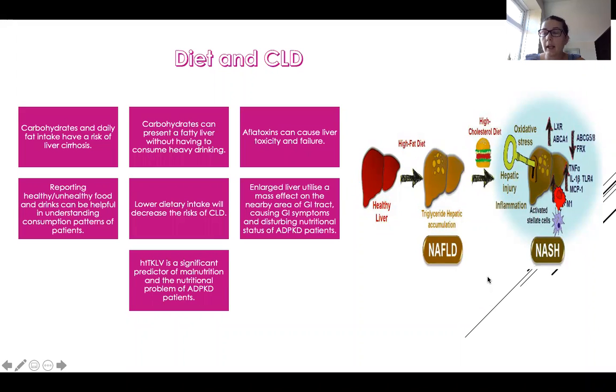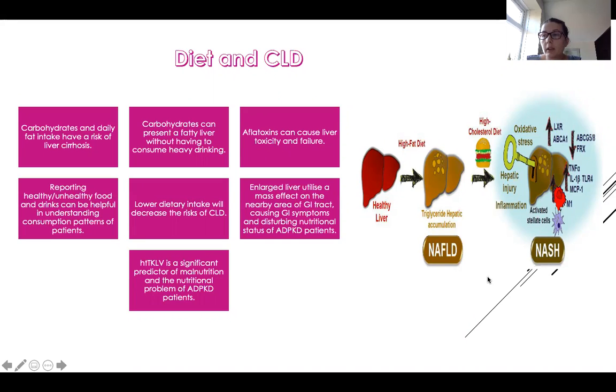Diet and lifestyle can have influence on development of liver disease. Carbohydrate and daily fat intake put us at the risk of liver cirrhosis. It was observed that carbohydrate can present a fatty liver without having to consume large amounts of alcoholic drinks. Also aflatoxin, which are carcinogens and mutagens that are produced by certain fungus.